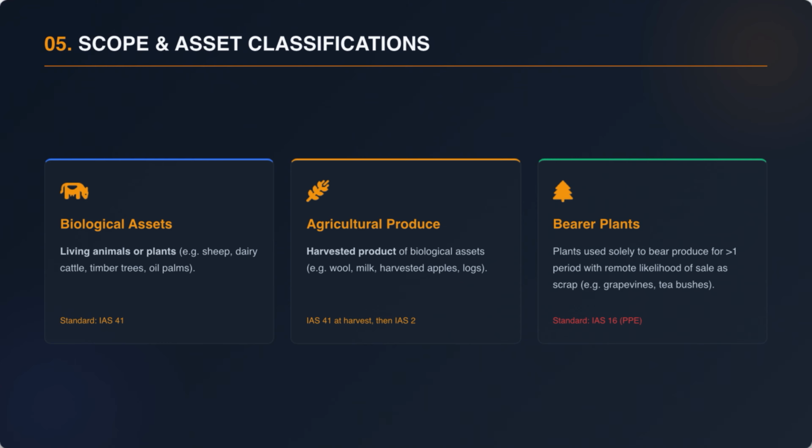3. Bearer plants. This is a huge favorite for ACCA examiners. Bearer plants, such as grapevines, tea bushes, or rubber trees, are held solely to bear produce for more than one period and will not be sold as scrap. Bearer plants are accounted for under IAS 16 property, plant and equipment, not IAS 41. However, the fruit growing on the bearer plant remains under IAS 41.